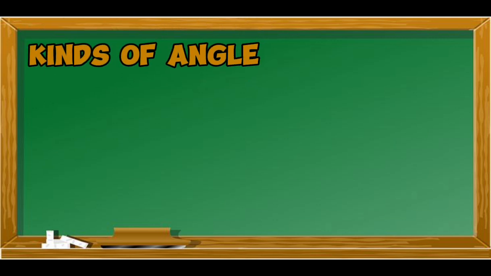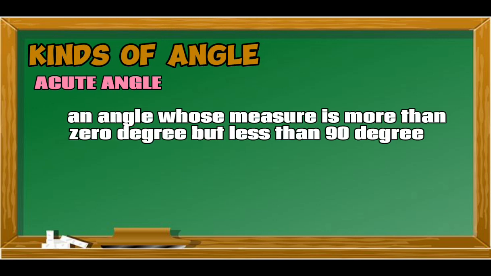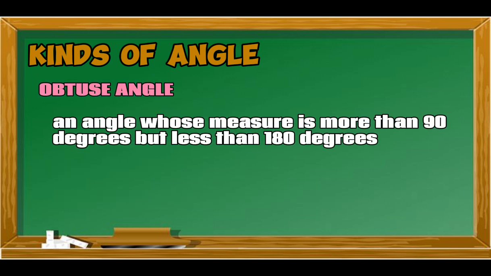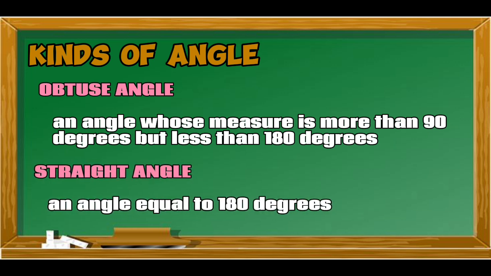So let us review the kinds of angle. Acute angle. An angle whose measure is more than 0 degrees but less than 90 degrees. Right angle. An angle equal to 90 degrees. Obtuse angle. An angle whose measure is more than 90 degrees but less than 180 degrees. Straight angle. An angle equal to 180 degrees.